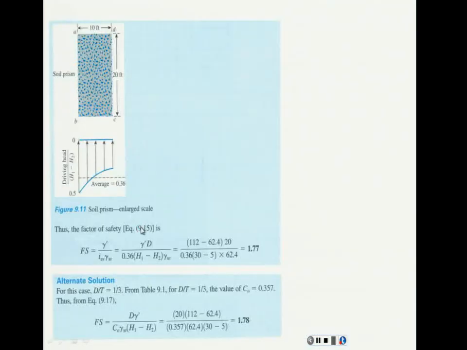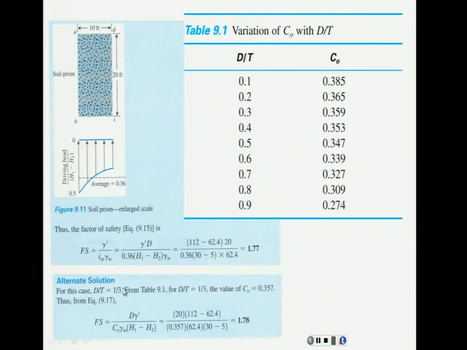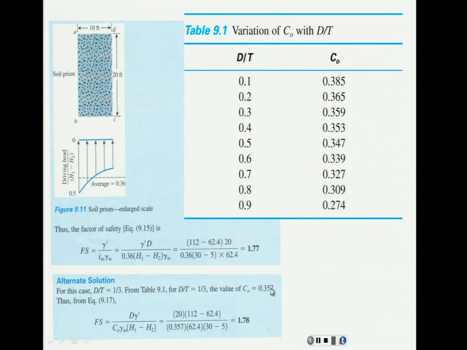So if we do D over T for this particular problem, it is 20 divided by 60, so it's 1/3, and you can enter here with 1/3 and calculate the value. You have for 0.3, 0.359, for 0.4, 0.353, interpolation 0.357, and once you have that, you just apply directly this equation, because the rest of the values you have, and you get 1.78. It's basically the same, which is insufficient, by the way.